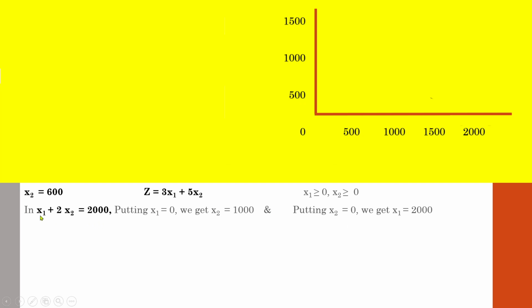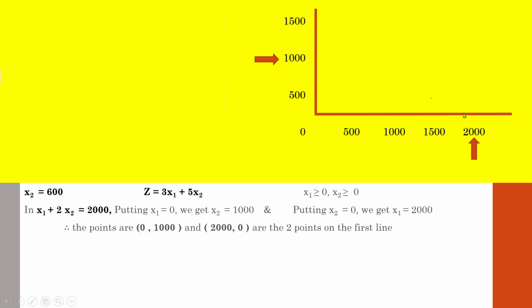Next one, on the base of the first equation, you have found that when x1 equal to 0, you will get 1000. When x2 equal to 0, you will get 2000. So when x1 equal to 0, that means when x equal to 0, the point is 0 and 1000. When y equal to 0, you will get the point 2000 and 0. So find these 2 points on the graph. That is, first one is 1000, next one is 2000.